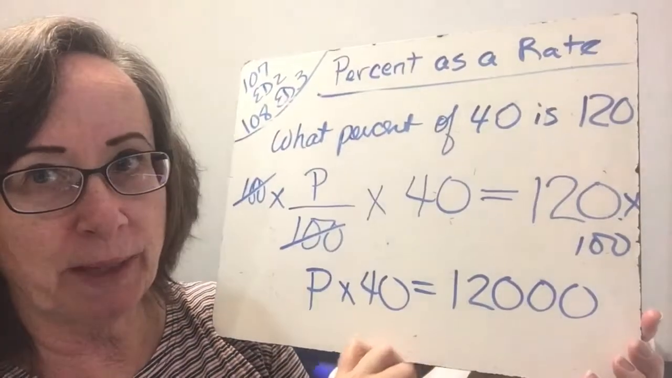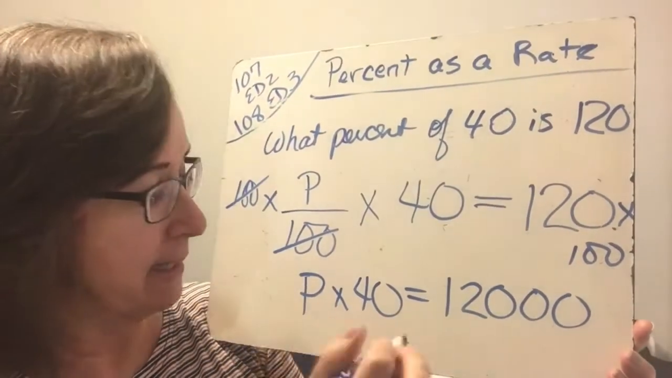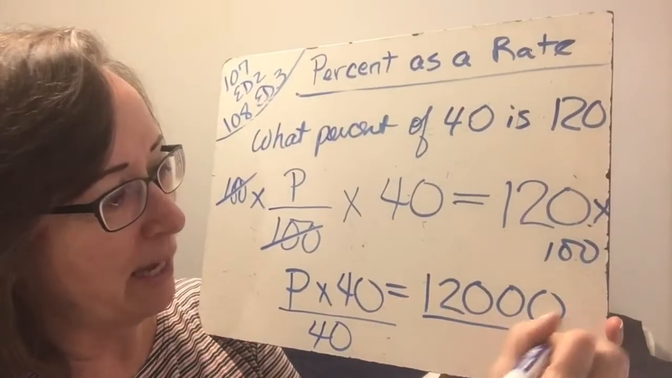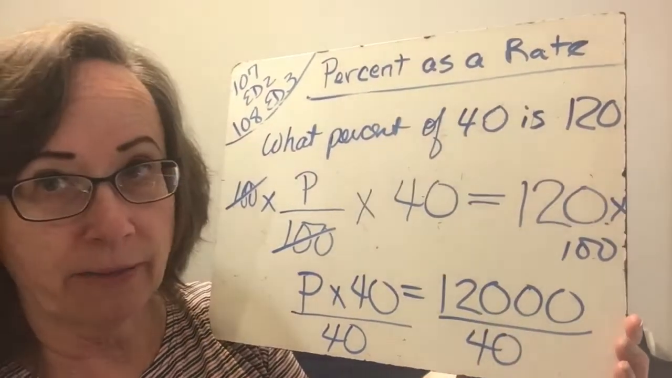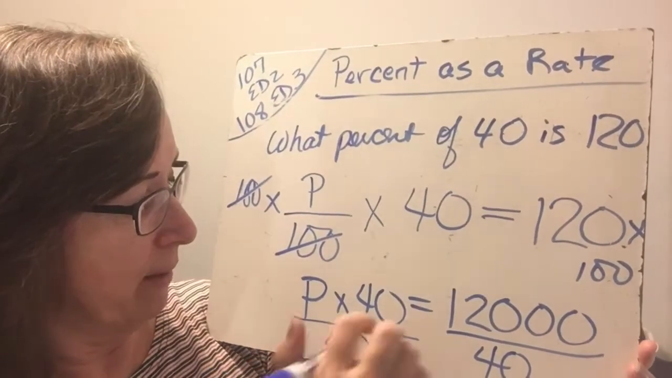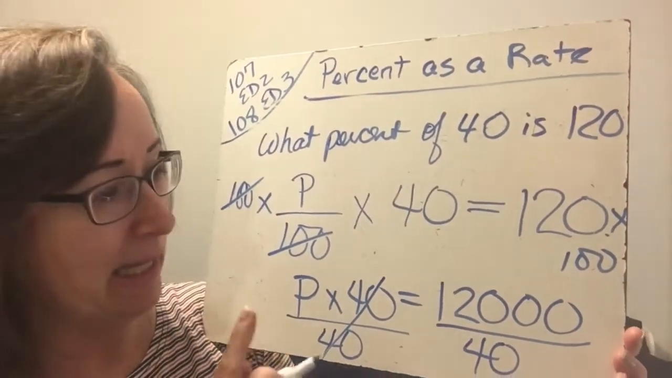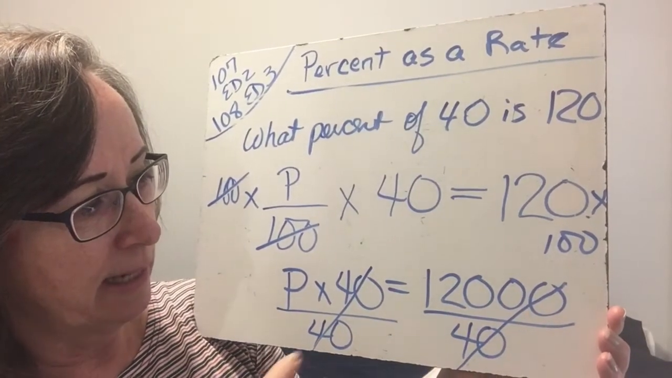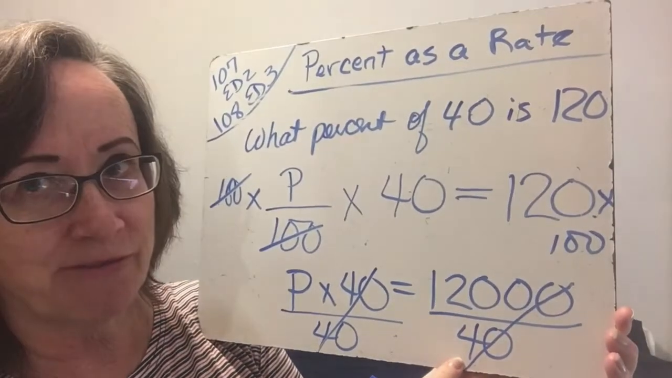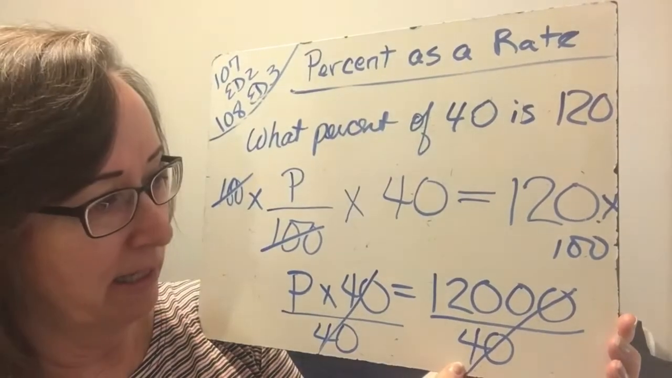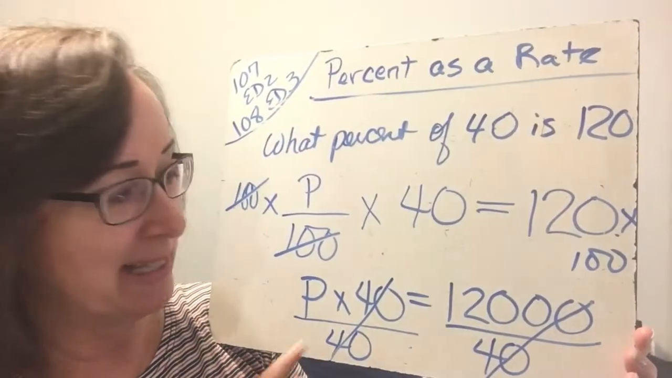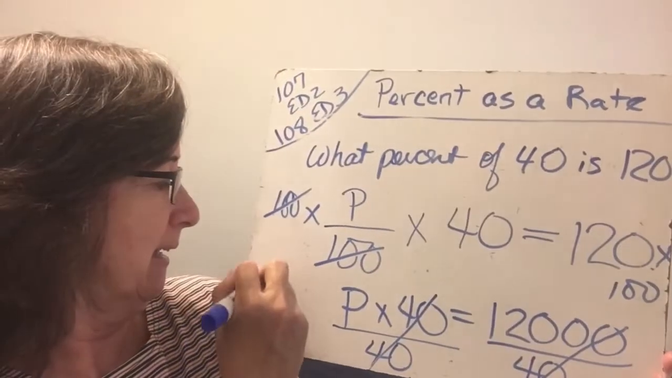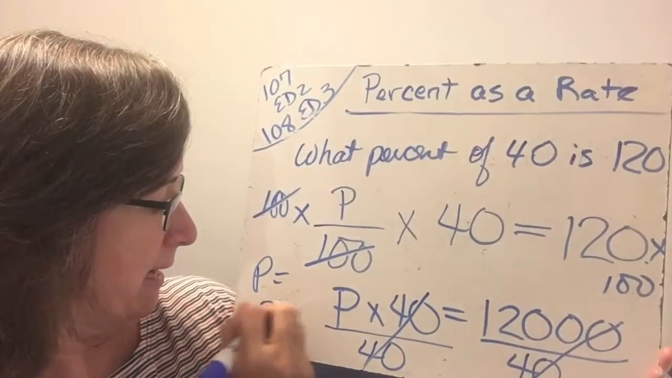So now all we have to do to finish and get P by itself is divide by 40 on the left and divide by 40 also on the right. So now this cancels and we get P equals, now look at this, this is pretty cool. The zeros cancel. And the 12 divided by the 4 is a 3. So we wind up with P is equal to 300. So P equals 300%.